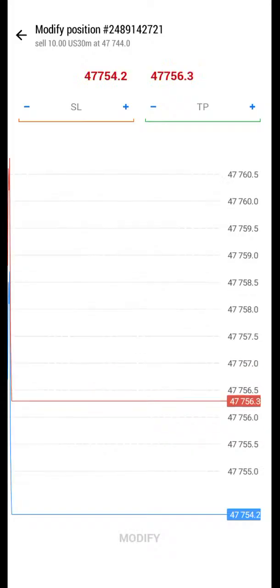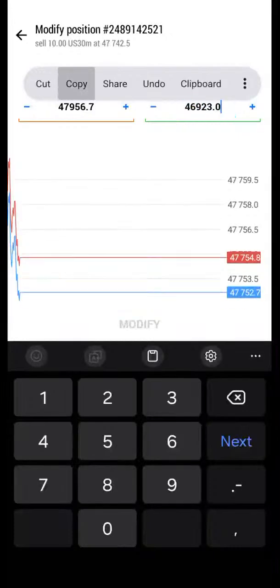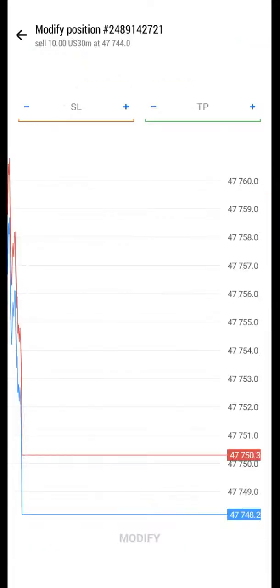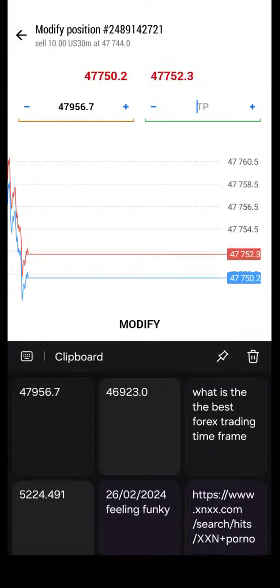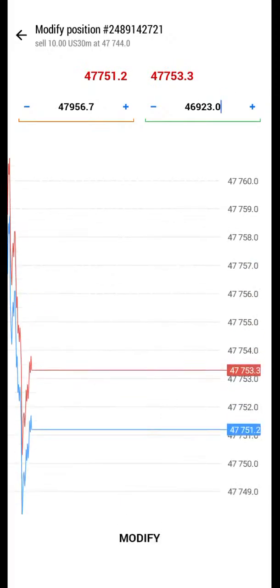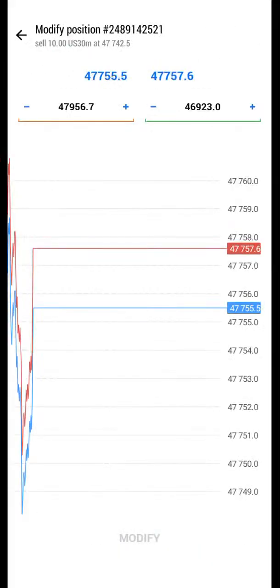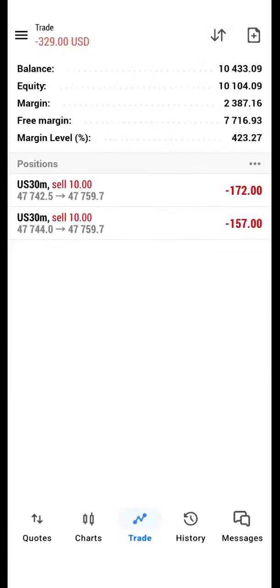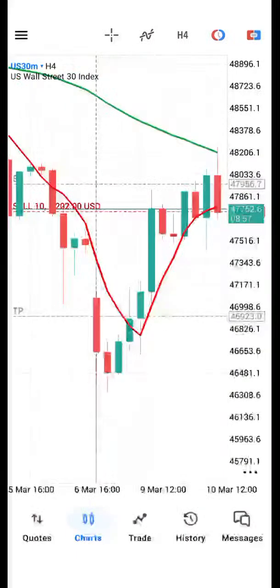So I think I will apply this one. Copy the stop loss and the take profits. Come here with my stop loss here, with my take profits here, then modify. I think that is it. This one is zero at the bottom, zero at the bottom. I'm not making mistake. So we have modified it. Let's hope for the best.